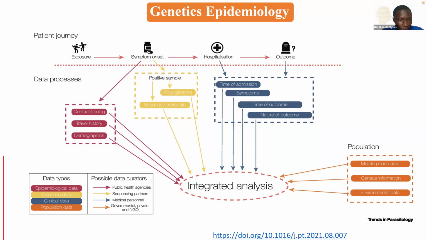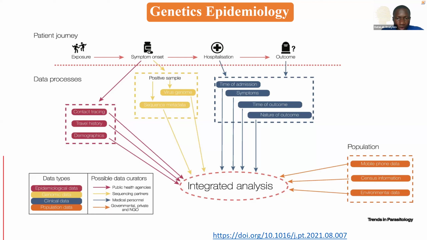So genetic epidemiology uses epidemiological data, then clinical data, population data, and genomic data as well. Talking about the common epidemiological data that we will be collecting, like contact tracing, travel histories, patient demographics and some other information. You cannot talk about genetic epidemiology without talking about all this epidemiology data and also clinical data and population data.